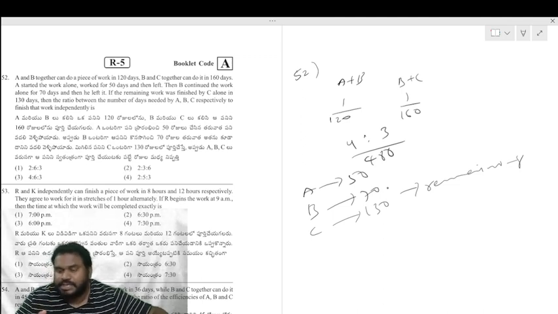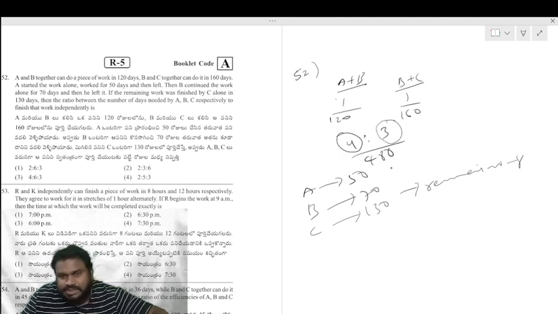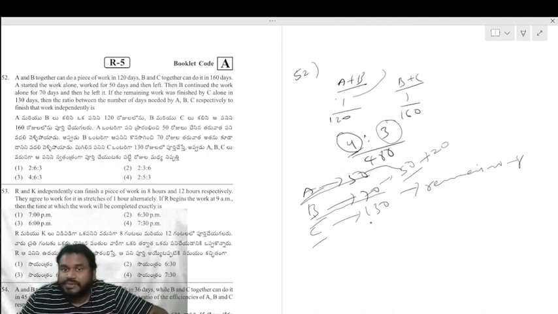In the first case it is given for A plus B, and in the second case B plus C. So A plus B's capacity is 4, B plus C's capacity is 3. We don't know their individual capacities. How can we calculate? A worked for 50, B worked for 70. In 70, 50 is there, right? Apart from 50 there is 20 extra. So I'll treat it as A and B worked together for 50 days. When A and B work together, their capacity is 4.